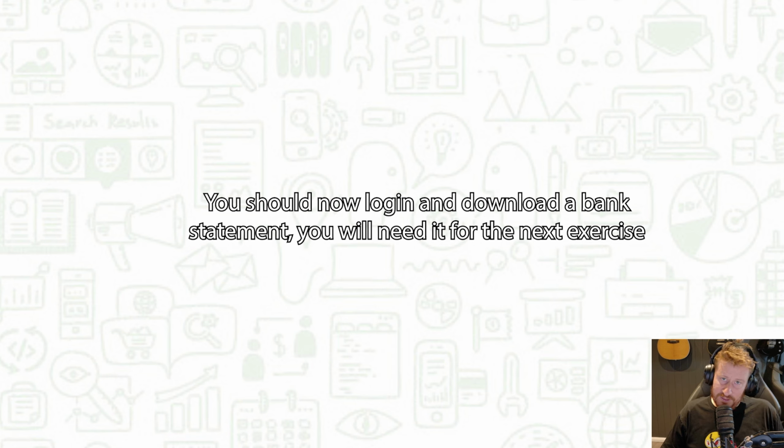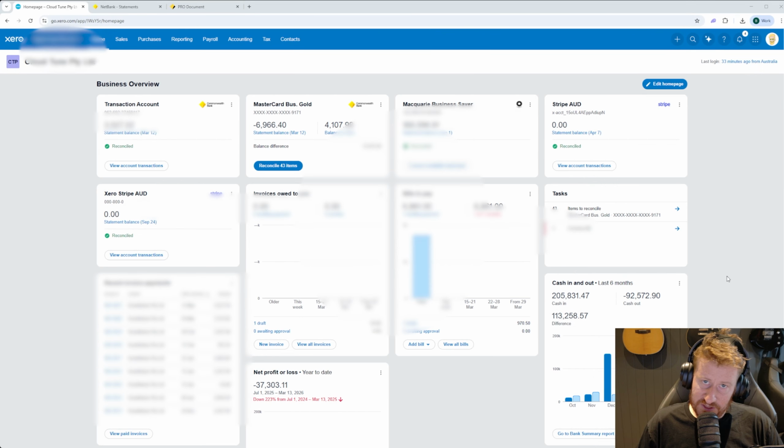For the next part of this, what we're going to want to do is jump onto our online banking and go and find a bank statement, because we're going to use that bank statement to then check the balance that we have in Xero and make sure that everything's up to date. All right, let's jump back into Xero.